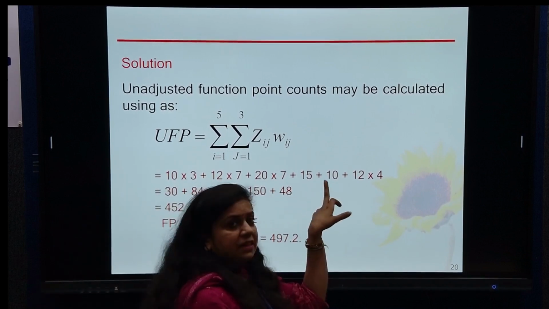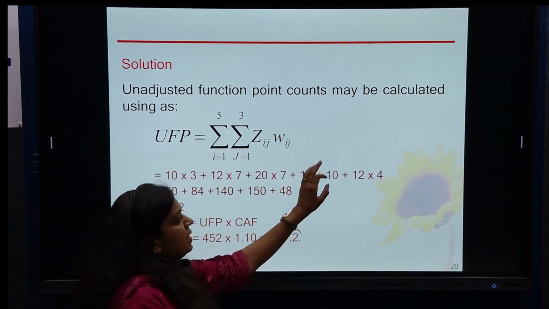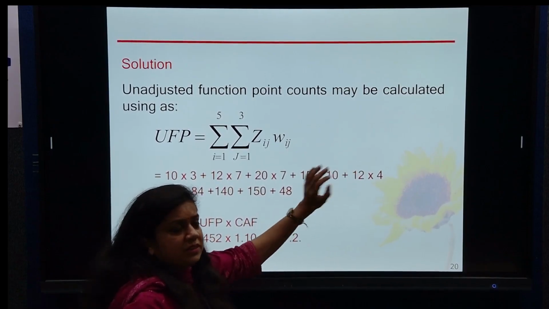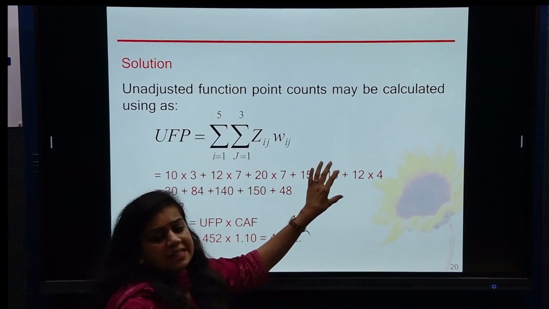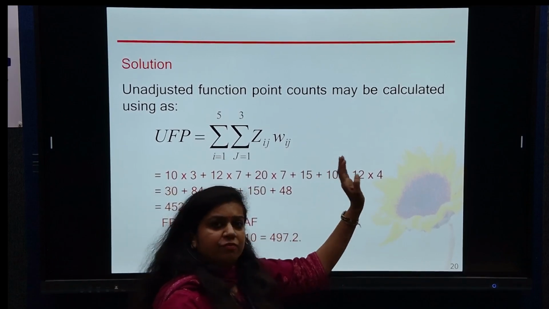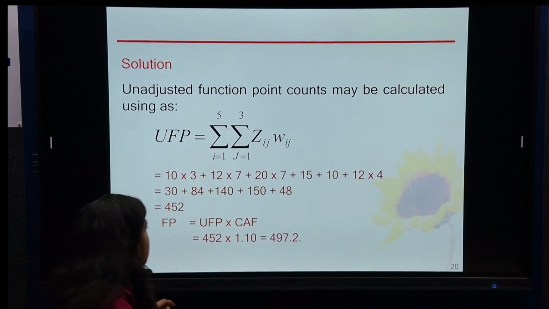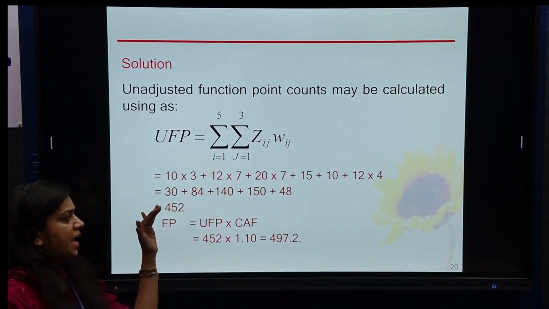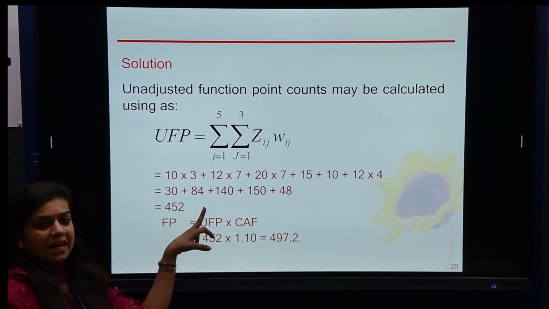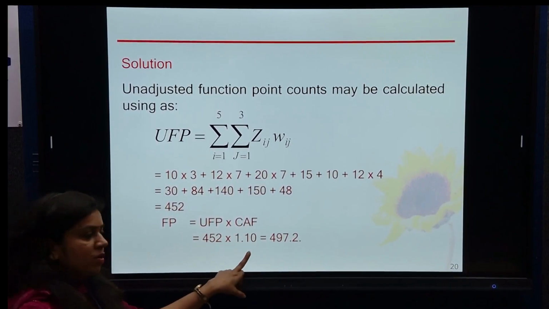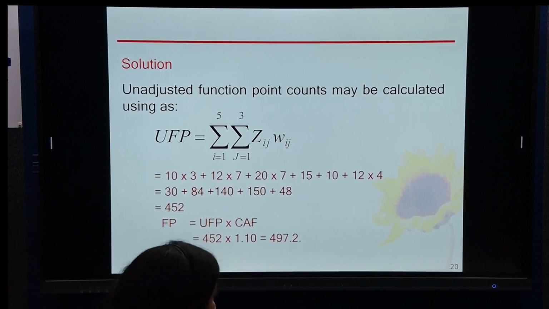In case of interfaces, the complexity is high. So we multiply it with 10. And in case of inquiries, the complexity is average. So we multiply it with 4. We have taken all these values from table number 1. So we get UFP as 452. Now we will simply multiply it with the CAF value and we will get the function point. I hope it's clear.